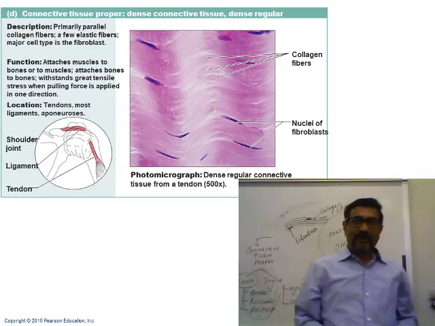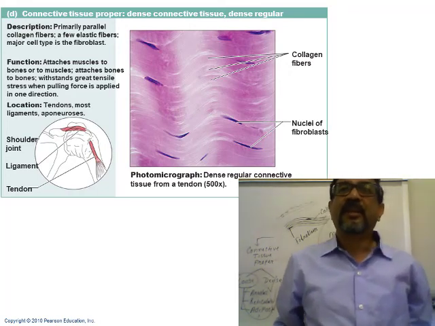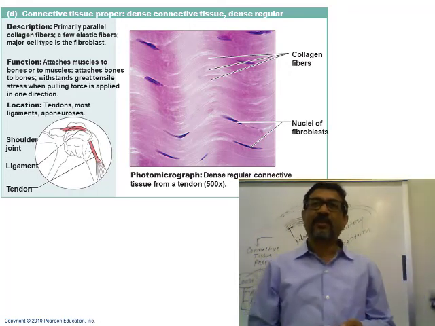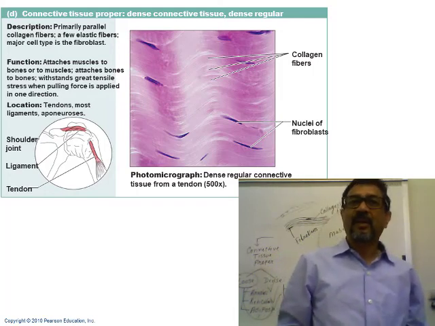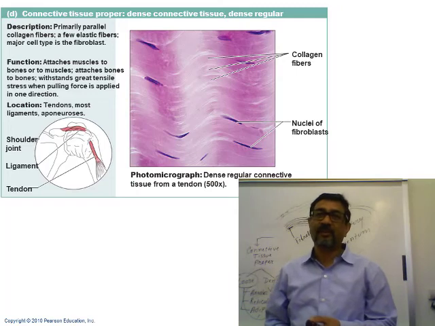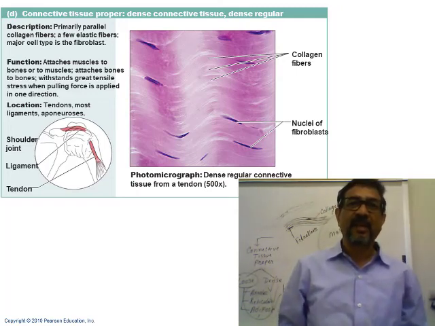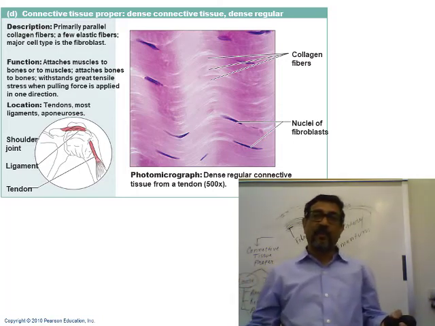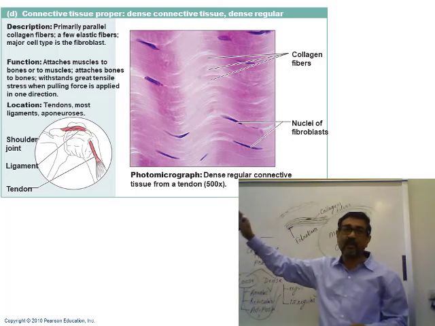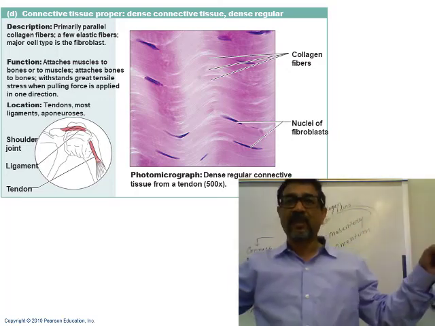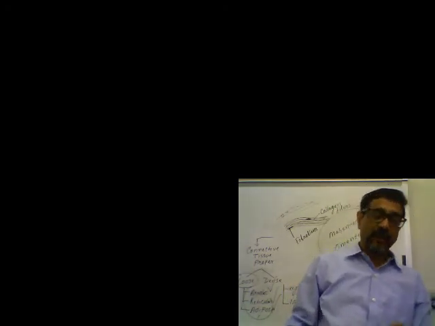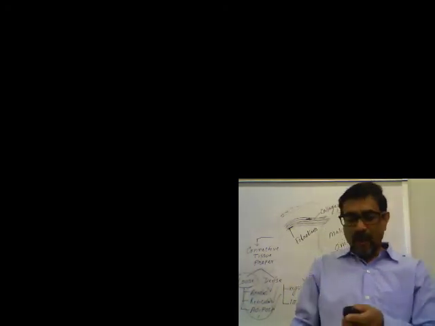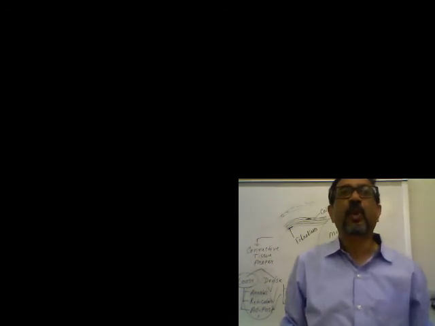Dense irregular. In this type of dense tissue, you have the fibers, but the fibers are going in different directions. Not all fibers are in the same direction. That's why it is called irregular. But these fibers are also collagen and the cells are fibroblasts. So structurally, dense regular and irregular are the same, but the arrangement of the fibers is nice in one and irregular in the other. Dense irregular is found in the joint capsule.